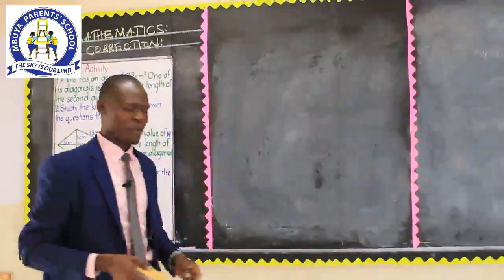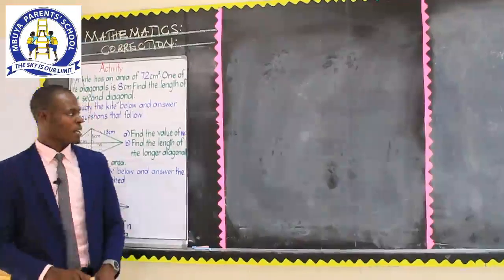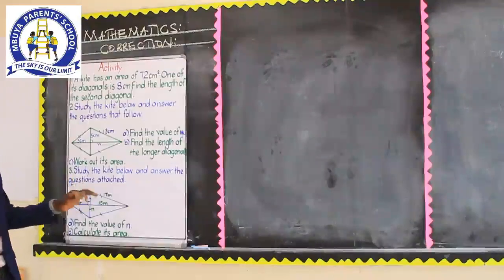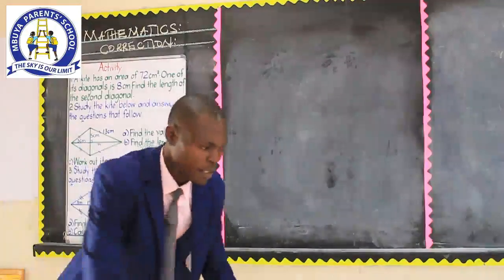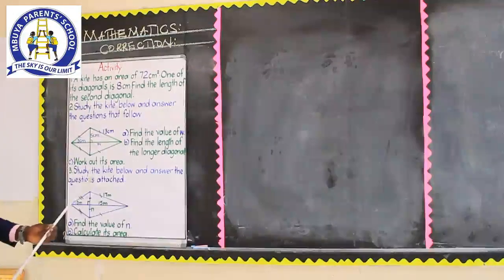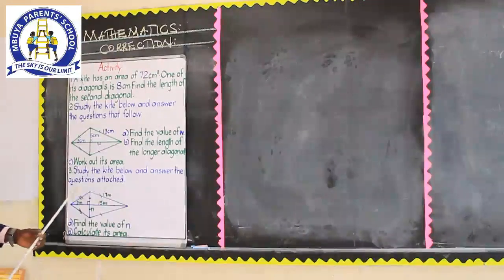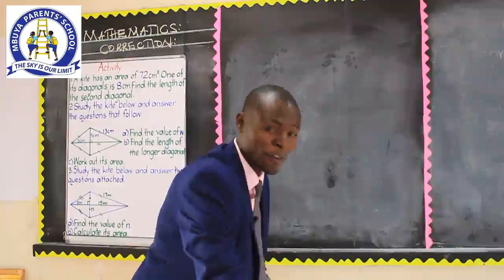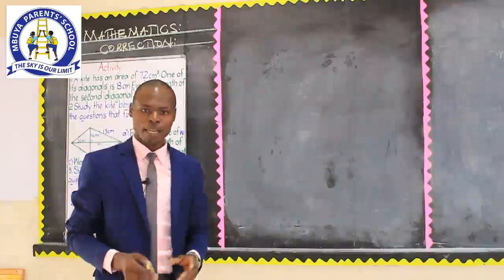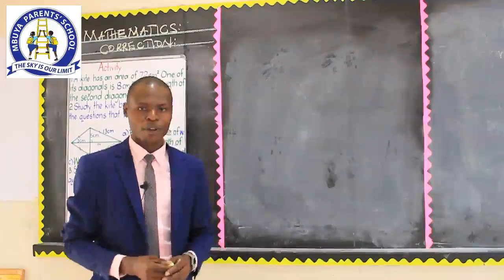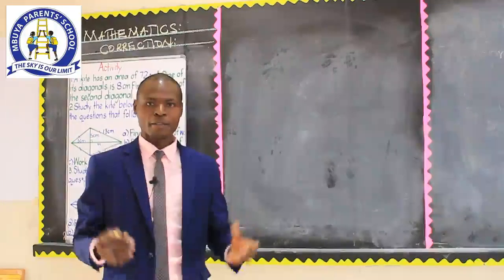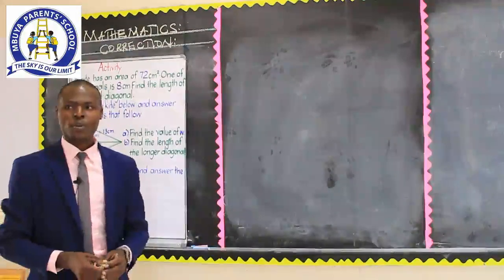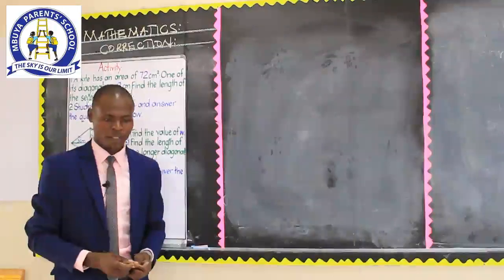Here with me is the activity that teacher Isiko Moses left you with. Number 3: study the kite below and answer the questions attached. In the very first place, before you attend to any question, class, I beg of you, look at the polygon, interpret it, define it, look at its properties, and that will guide you to answer all the related questions.